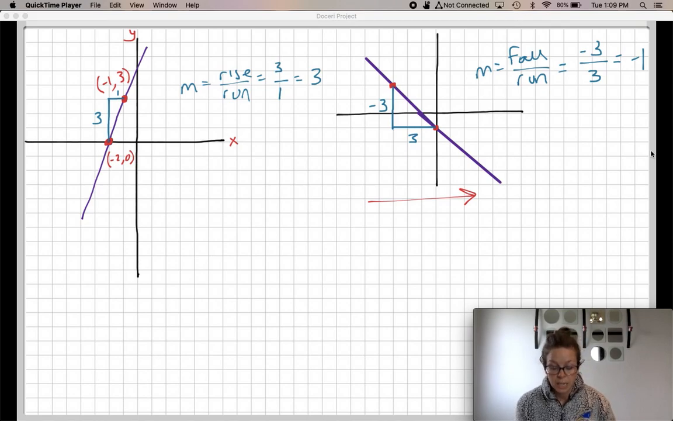Okay, so today's lesson, a review of the algebra idea of slope. And then in our next lesson, we're going to talk about why this idea of slope is important to geometry concepts. So let me know what questions you have, and I'm happy to help you out.